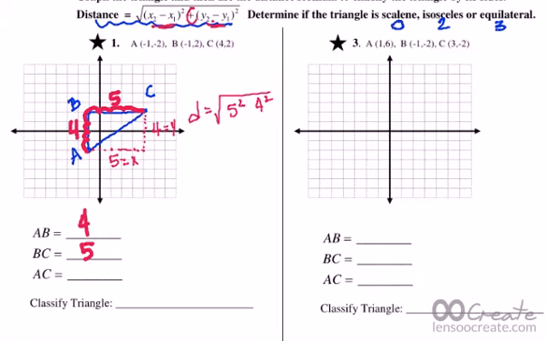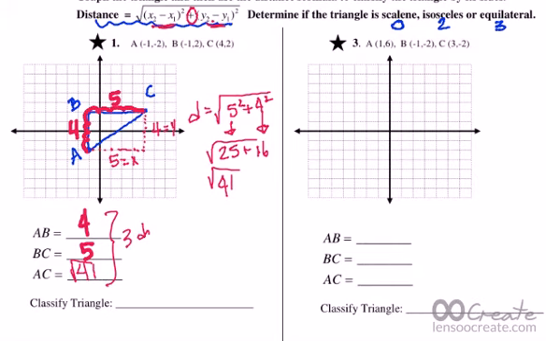The formula asks us to add those two numbers together. So when I do that, 5 squared is 25. 4 squared is 16. And I get the square root of 41. No need to convert that to a decimal. The only thing we care about is that we have 3 different sides. And that makes our triangle scalene.